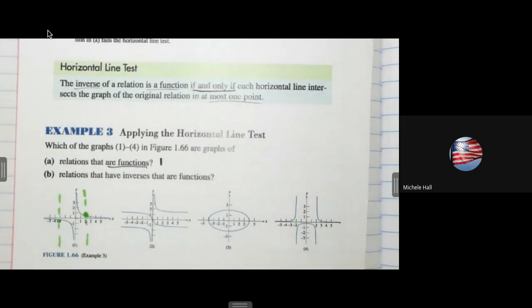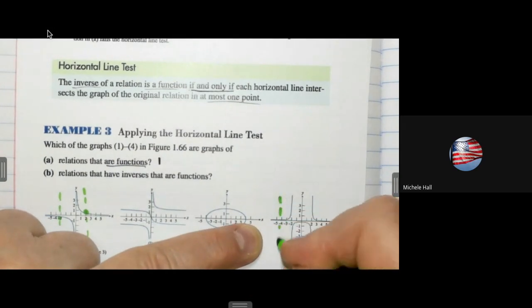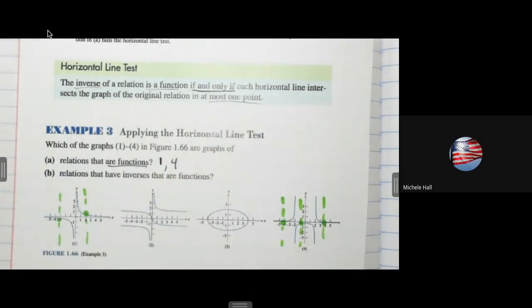Yeah, so here and here that would pass. This one, 4 would be 1 because there's nowhere that I can create a line. I'm trying to find a place where it would cross twice. So 4, and that's it. So I could find the inverse of those functions, no problem.